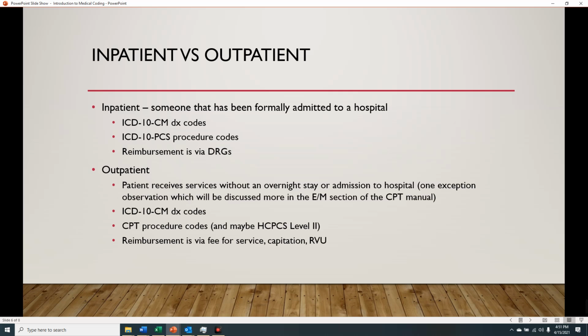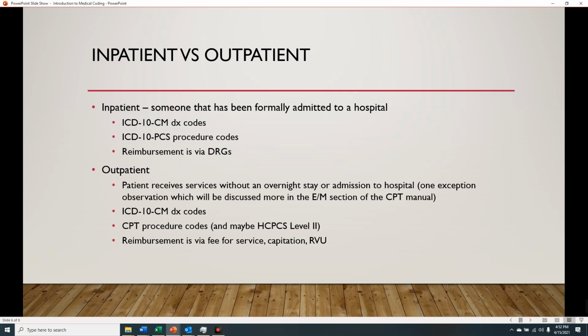So inpatient is always going to use ICD-10-CM for diagnosis codes. In fact, every place uses ICD-10-CM for diagnosis codes. So that's easy. You're always going to use that for diagnosis codes. For procedure codes on the inpatient side, again, you're going to use those ICD-10-PCS codes. And then the way that inpatient is reimbursed is via diagnosis related groups. Again, we'll get into much more detail on these things, but I just wanted to throw these terms out there so when we go into it in more detail, you'll say, oh, I remember hearing that.